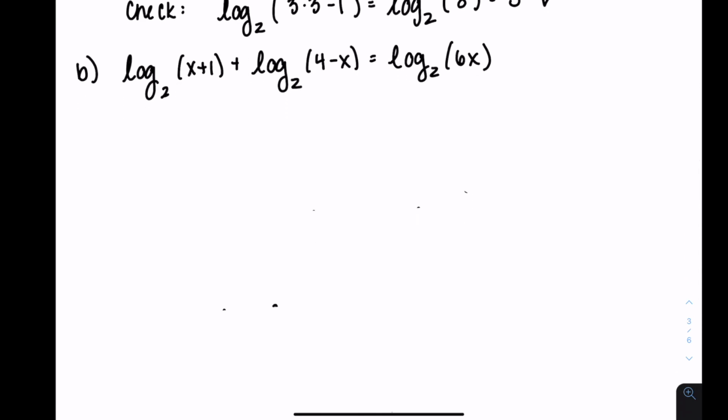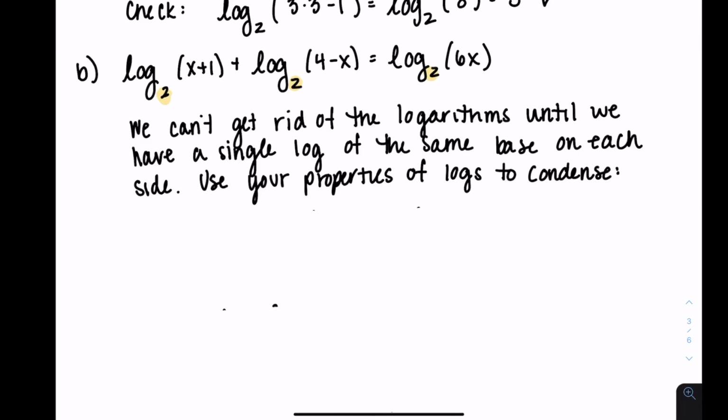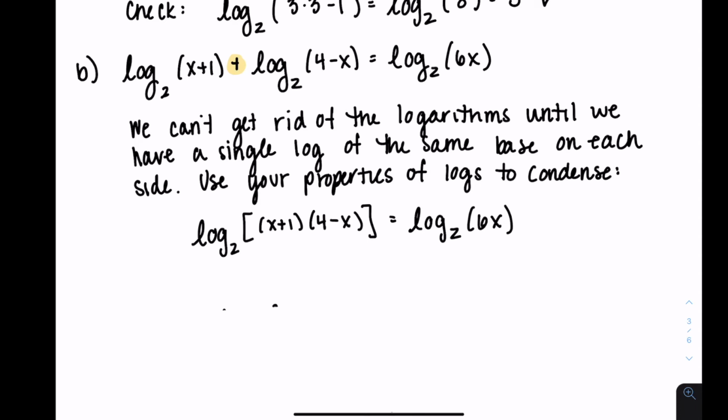We've got a few different logarithms, but they do all have the same base, so that's good for us. So we can't get rid of the logarithms immediately until we have a single log equals the same single log on the other side. So I don't want to just cancel out the logs right now. I've got to rewrite this and condense it as a single log. But one of our properties is when you have addition of two logarithms with the same base, those come together as multiplication. So we'll get log base 2, and we multiply those two arguments. And then I don't need to do anything with the right-hand side.